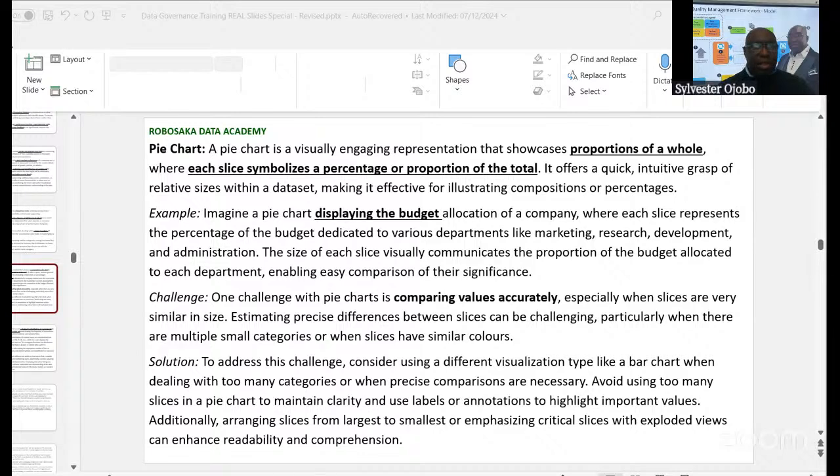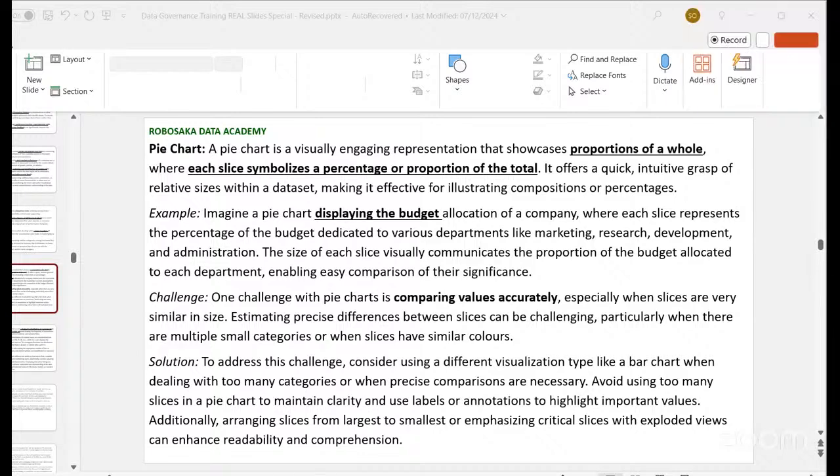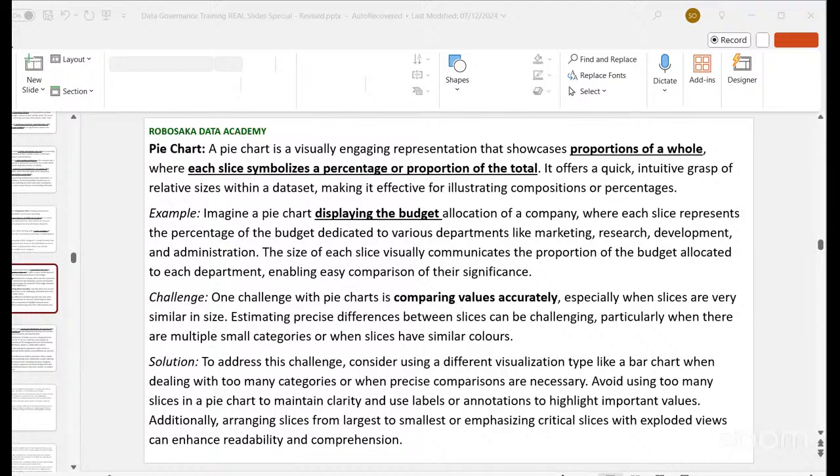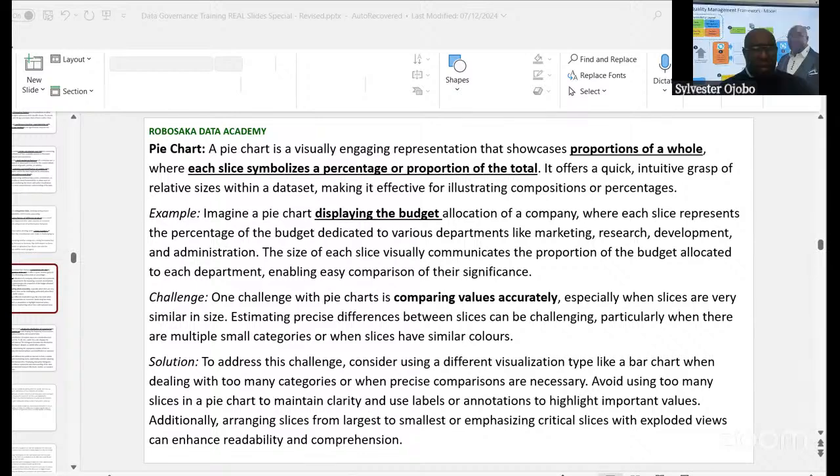Can you see what I'm sharing? Yeah. What is on the screen? Comparing values. What can you see on the screen? Pie chart, each symbolizes percentage protocol. I can see all that. Okay. Comparing values accurately.